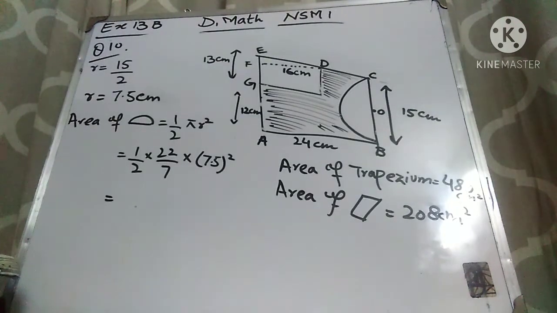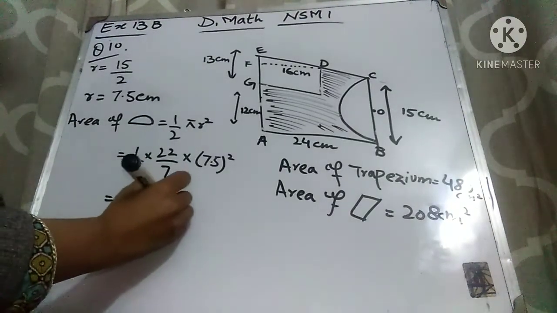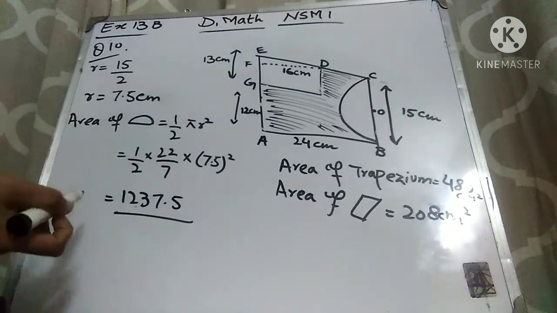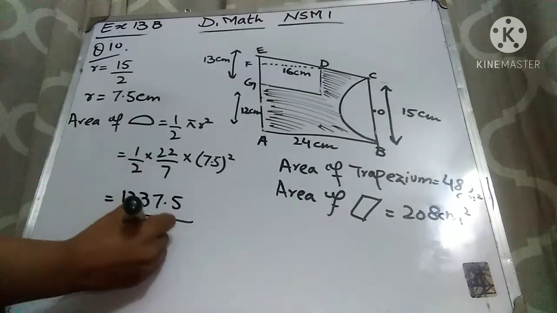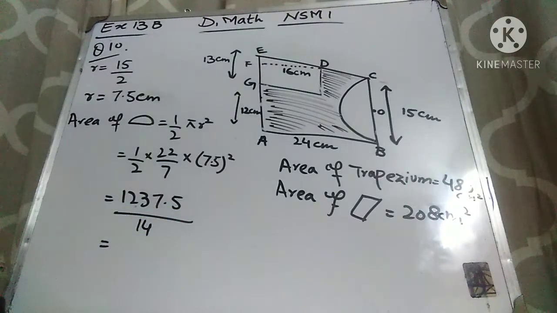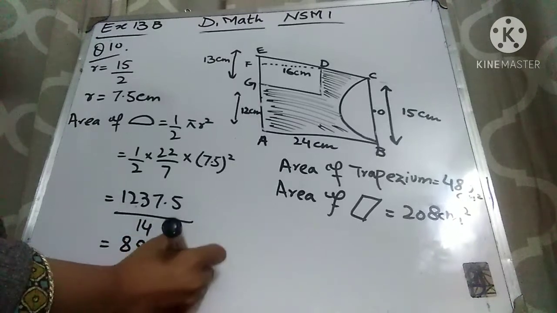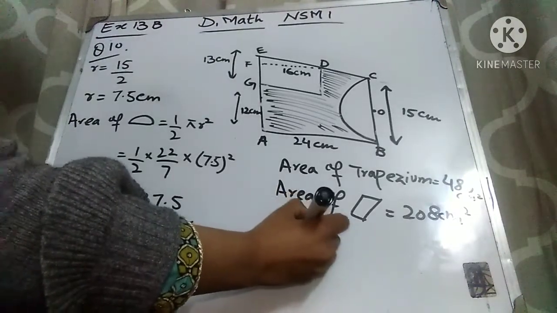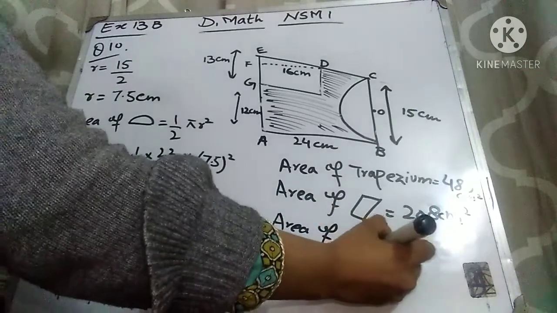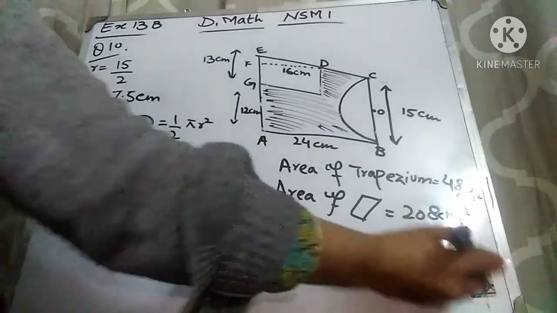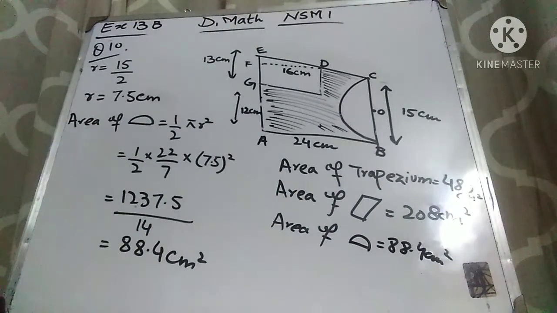7.5 square will be equal to 56.25, and when I multiply it with 22, I will get 1237.5. Now we will multiply the denominators. In the denominator we have 2 and 7. 2 7s are 14. When I divide it by 14, I will get 88.3. So when I round this off, I will get 88.4 centimeters square. So the area of the semicircle is 88.4 centimeter square.